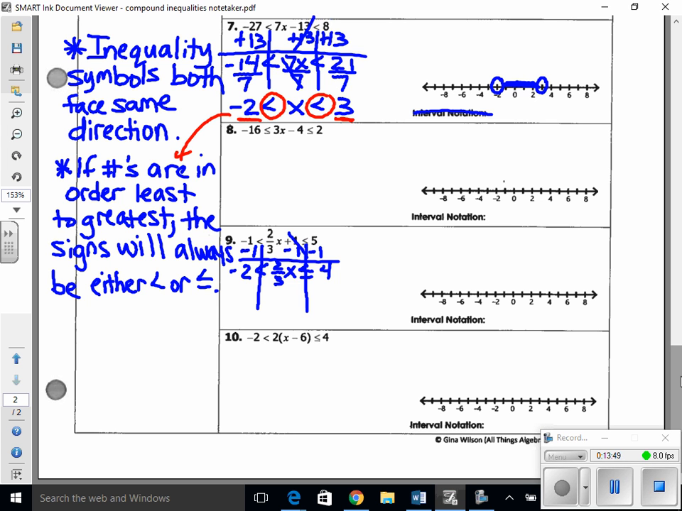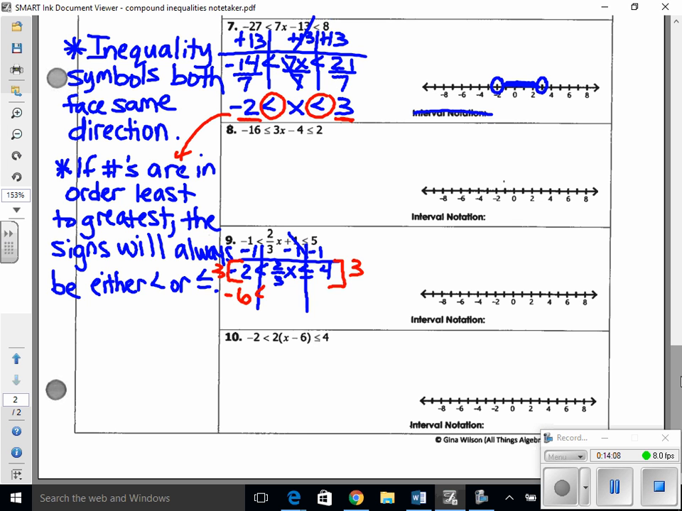All right, now at this point, I don't like fractions. I'm going to go ahead and get rid of them. You could have gotten rid of them at the very beginning. You get rid of them the exact same way you did for equations. You multiply the entire inequality by that denominator. That means the left, the right, and the middle. Everything gets affected. So 3 times negative 2 is now negative 6.